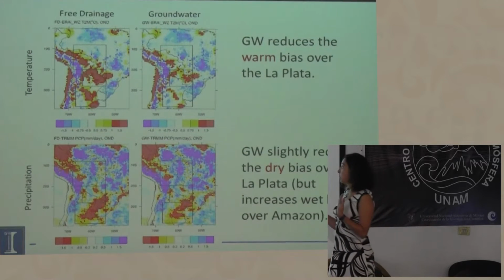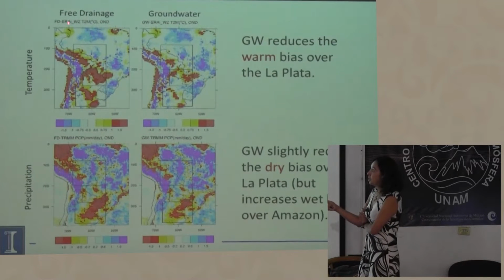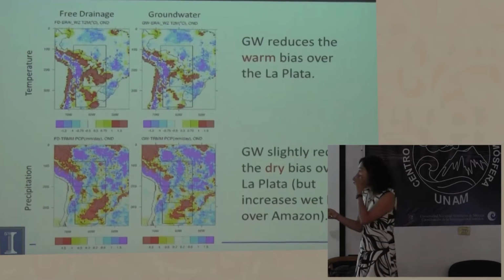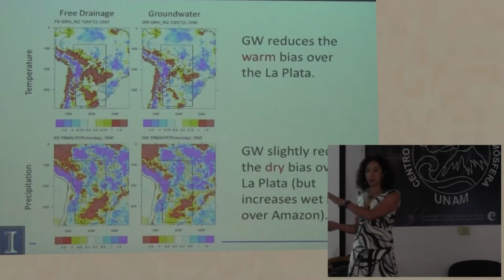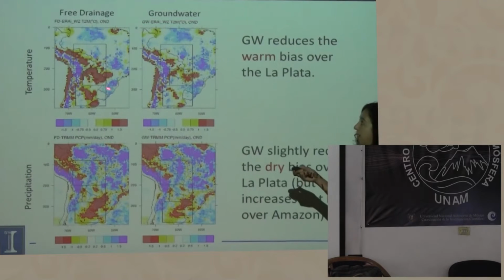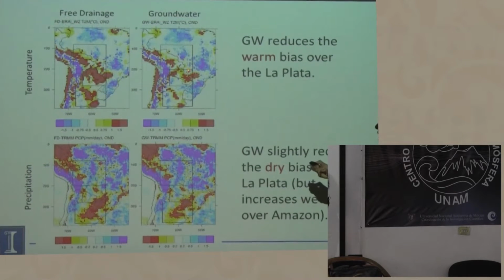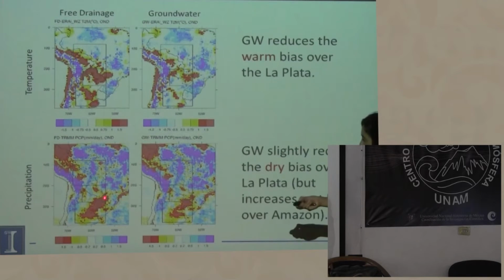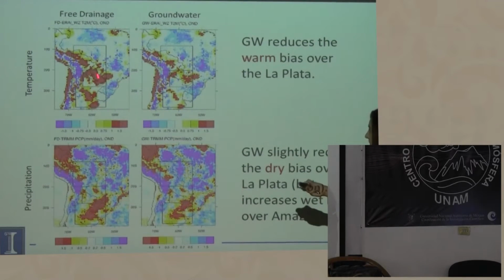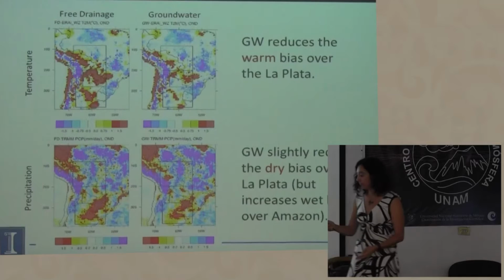Okay, and what I'm showing here are the biases in temperature and precipitation between our free drainage model and ERA-Interim, so kind of observations. What I'm showing here is typical of all regional climate models over this region: there's a big warm bias in the upper La Plata basin, and there's also a dry bias here. So the models are too warm and don't rain enough in general.